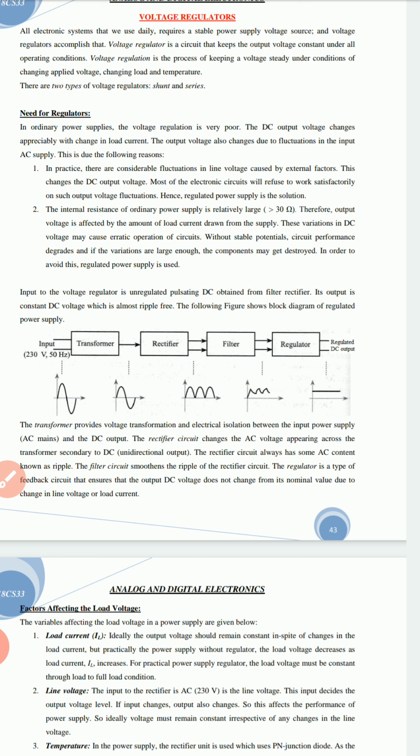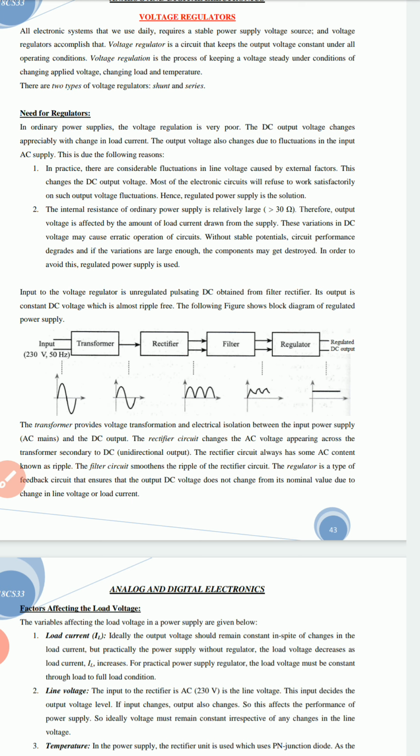The rectifier circuit always has some AC component known as ripple. So the filter circuit smoothens that ripple of the rectifier circuit. The regulator is a type of feedback circuit that ensures that the output DC voltage does not change from nominal due to the change in the line voltage.